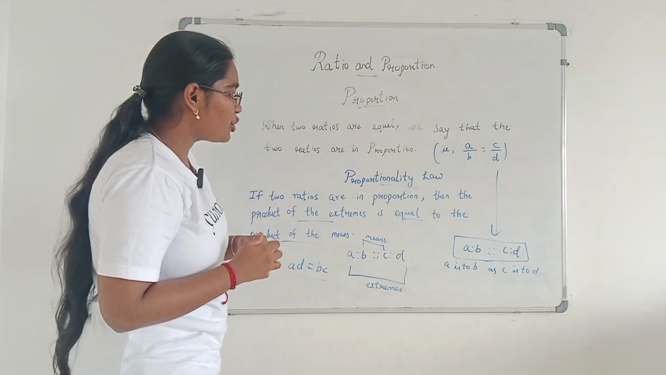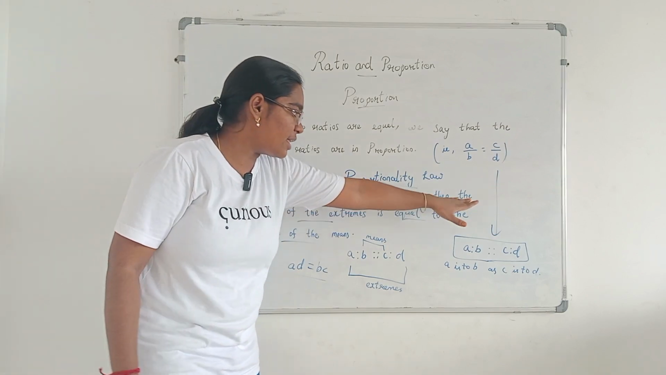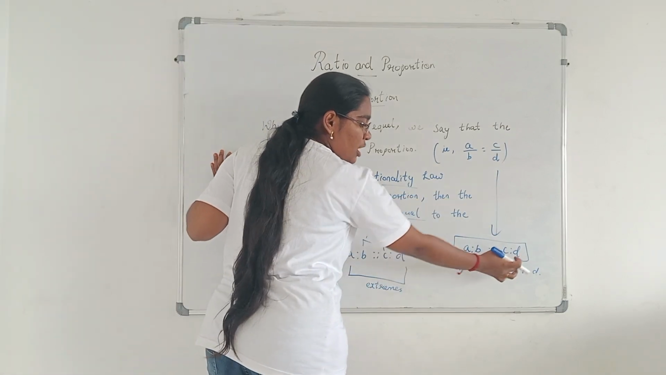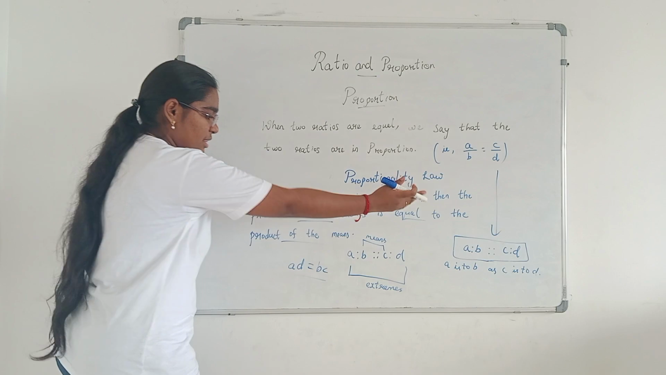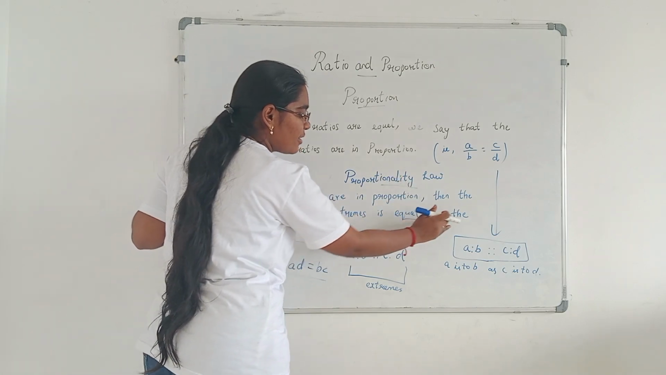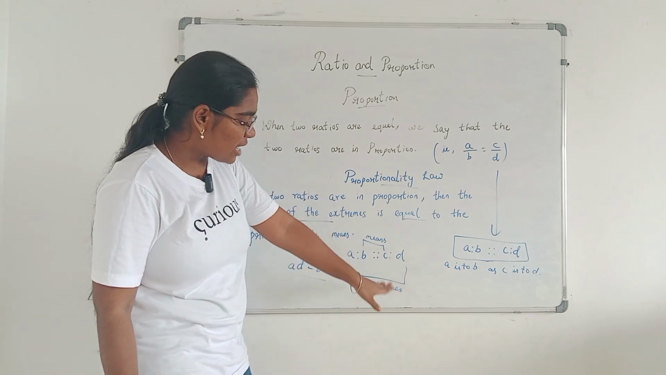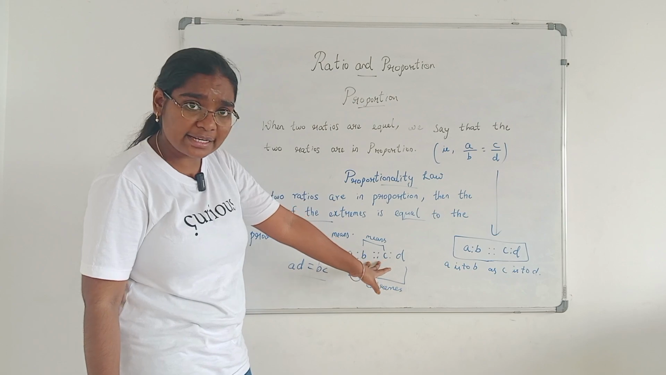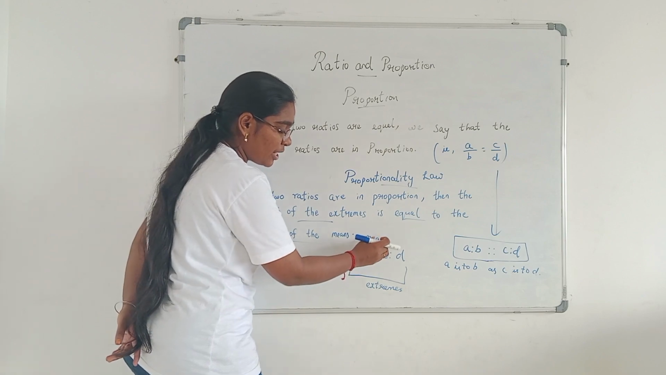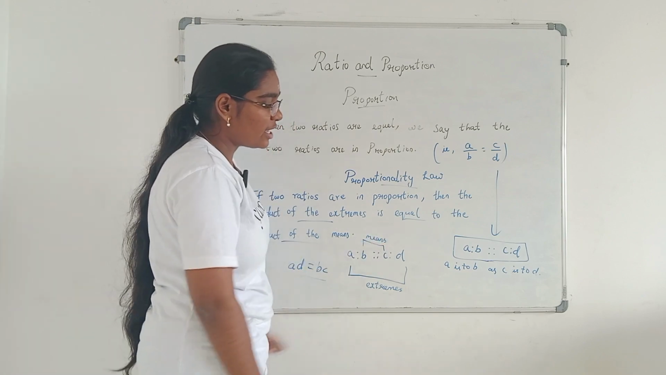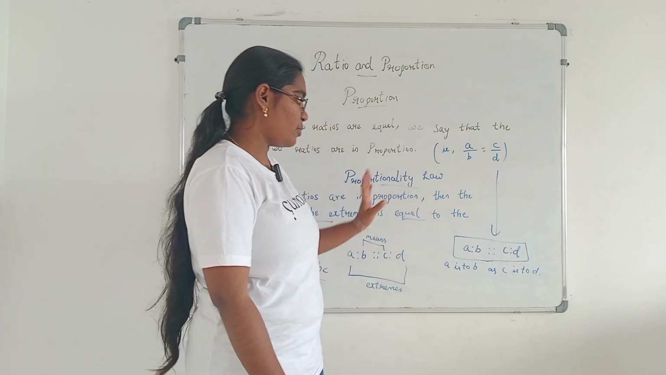So according to proportionality law, if these two ratios are in proportion, that is, if these two ratios are equal, then the product of the extremes is equal to the product of the means. Extremes means the terms in the outer part and means the terms in the inner part. When we take the product of extremes, it will be equal to the product of means if those two ratios are in proportion. That's the proportionality law.